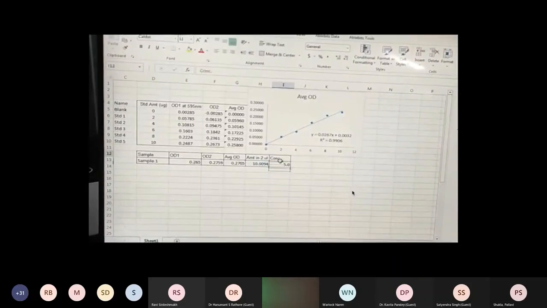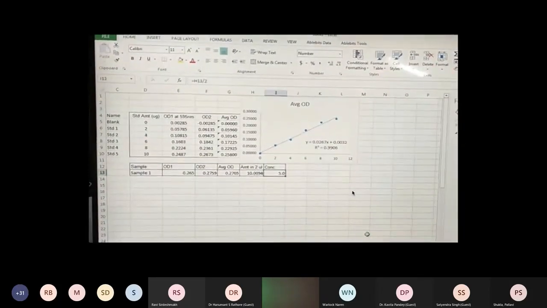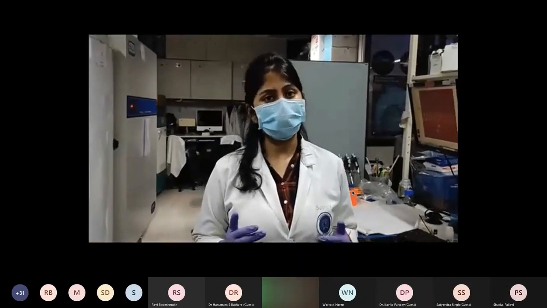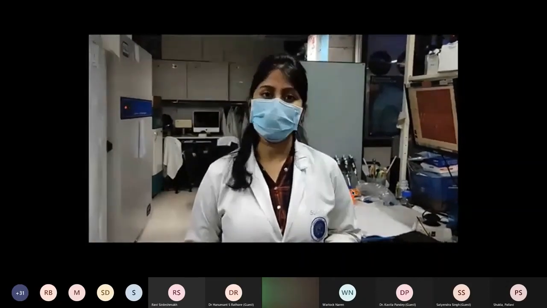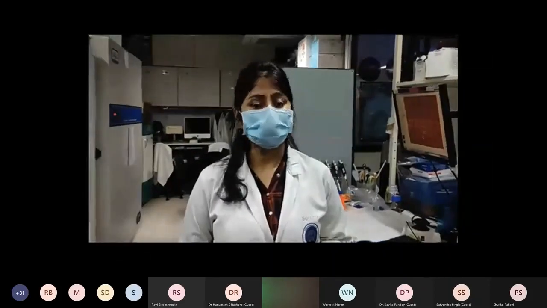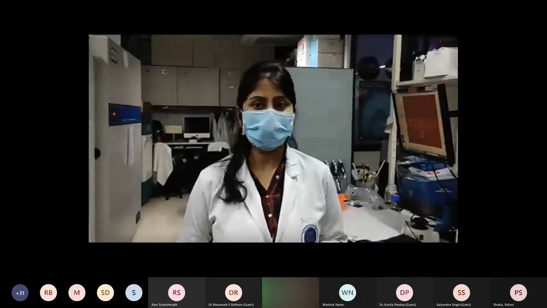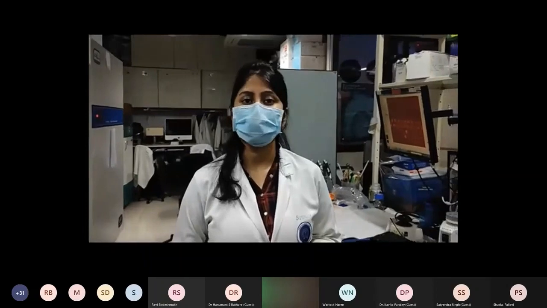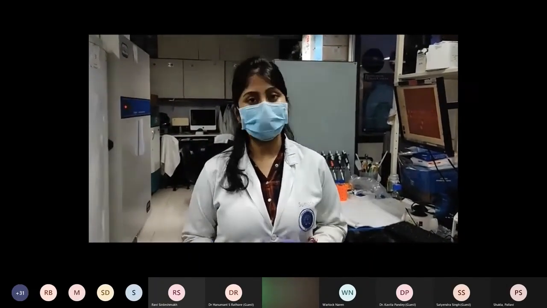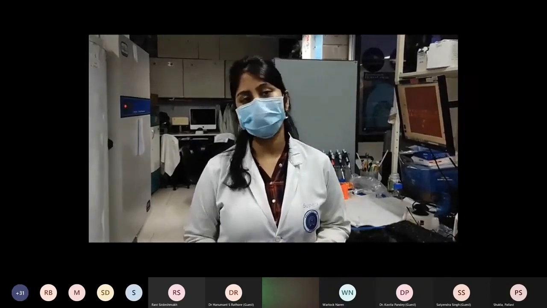Now we have got the concentration of our unknown sample. This is how we can get the protein quantified. Its concentration as well as yield can be calculated. Other than the Bradford method, there are several other methods such as BCA and 2D quant. So after getting the protein quantification, the next procedure can be performed, such as SDS-PAGE or any other proteomic procedure.